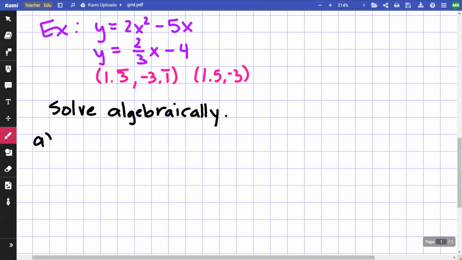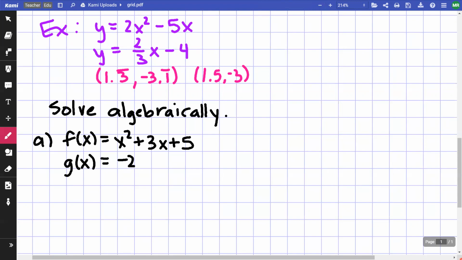So first one. F of x is equal to x squared plus 3x plus 5. G of x is equal to -2x minus 1. I'm going to jot the second one down over here. I'm going to do both of them here. The second one I'll write as y equal x squared and y equal 4x minus 7. We're going to solve both of these. Okay.